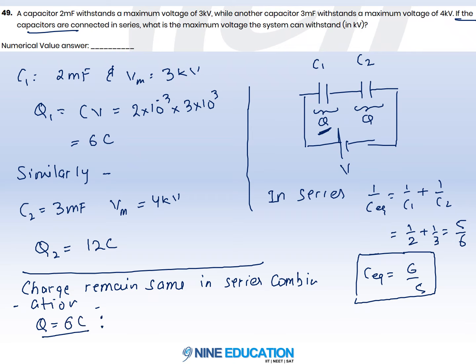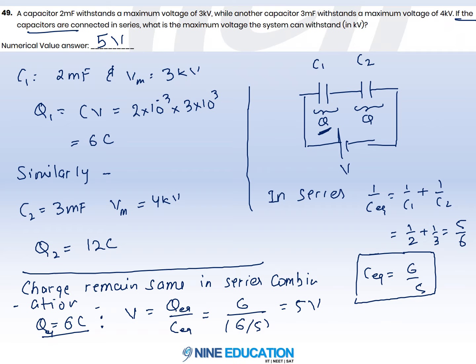So for this combination, what we can calculate, V is Q equivalent by C equivalent. So Q is how much? 6. C equivalent is 6 upon 5. So from here what we will get? 5 volt. So answer is 5 volt.